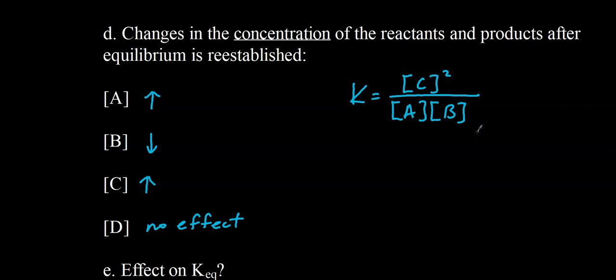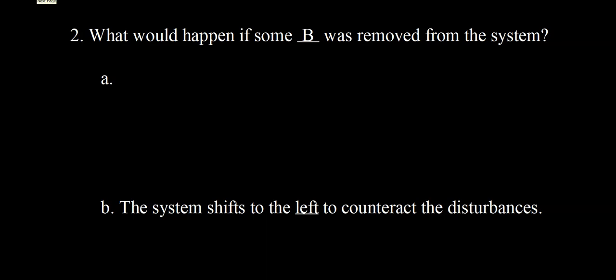And so since the temperature is not changing, K's value will not change. Well, why not? Though the amounts and concentrations of A, B, and C are all changing, the ratio, believe it or not, does not change. It will change, though, if the temperature changes. All right, let's try another, and then I'm going to do some generalizations. The question is, what would happen if some B was removed from the system? Again, we want to look at initially what happens to our system, and then once equilibrium is reestablished.